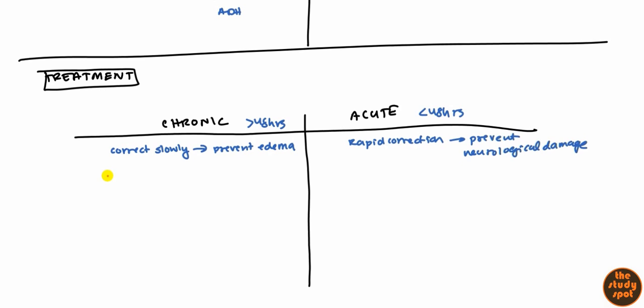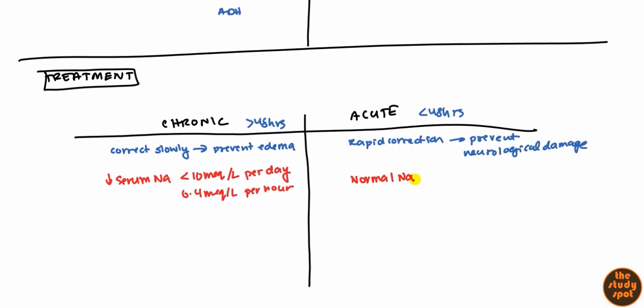So generally when it's chronic, you want to decrease the serum sodium by less than 10 milliequivalents per day. So you don't want to do more than 10 milliequivalents per day. And per hour, that'd be 0.4 milliequivalents per liter per hour. So that's what you want to do in chronic. Again, don't go above that. Any faster than that, and you can lead to cerebral edema. However, in acute, you want to get them to normal sodium levels within 24 hours, no matter what it is. So you're moving much faster.